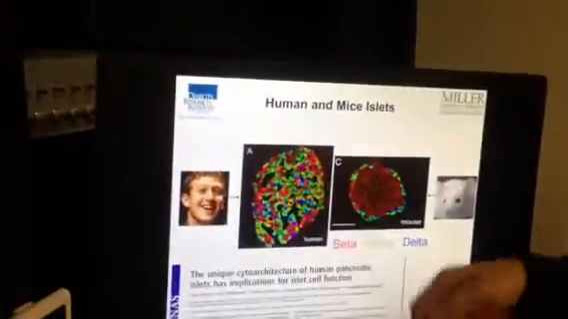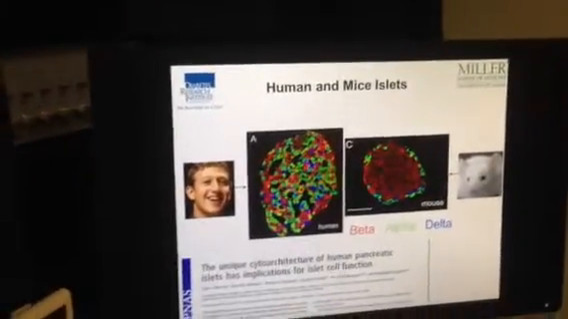I work in this lab at the Diabetes Research Institute in the Miller School of Medicine, Florida. They showed for the first time that the human islets are different from the mouse islets. And they found that this unique cytoarchitecture of the human pancreatic islets has implications for islet cell function, especially the paracrine effects. The paracrine effects among beta, alpha and delta cells, you can see that here they are going to talk to each other much more than in the mouse islets. So this is something important.